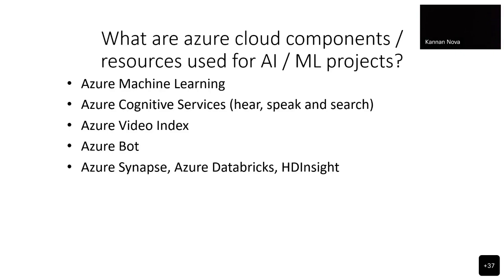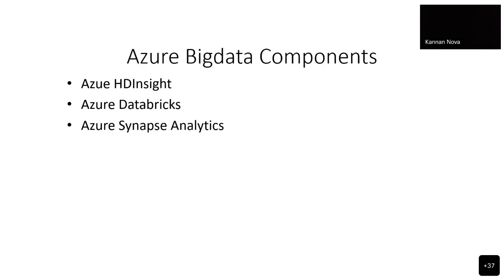The last part is Azure Synapse, Azure Databricks, and HDInsight. They are more used in the big data industry. Big data in Azure has three main core component resources: HDInsight, Databricks, and Analytics. With HDInsight, we can have a Hadoop cluster and everything.